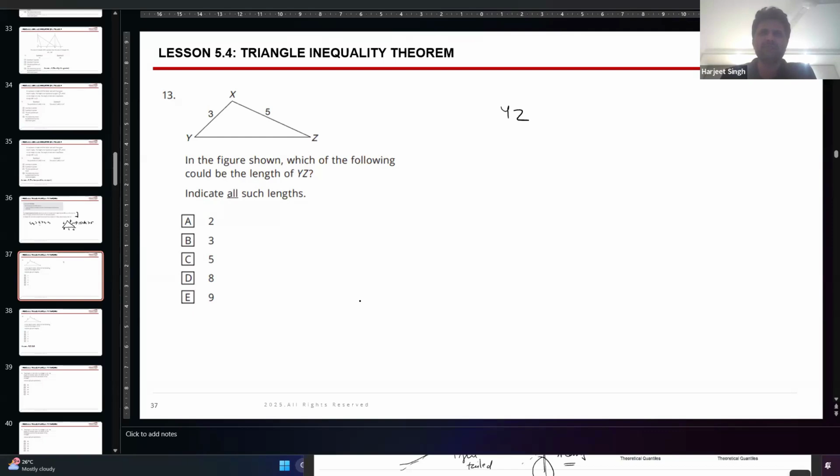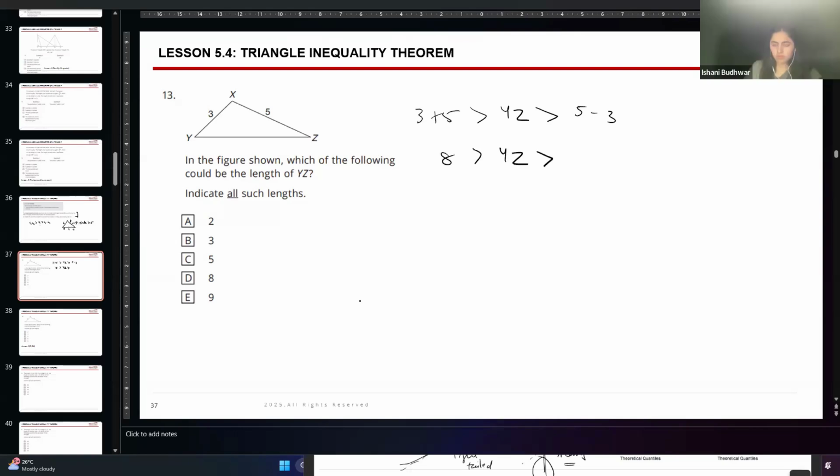So can I say YZ should be equal to or greater than the difference, which is 5 minus 3, and should be less than 3 plus 5. This is how it looks, which means it's more than 2 but less than 8. And these two are the options, 3 and 5, possible lengths of YZ.